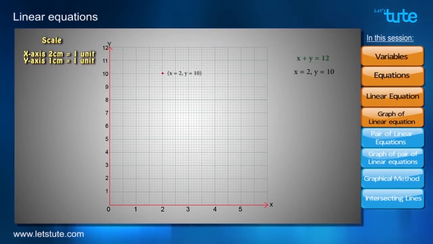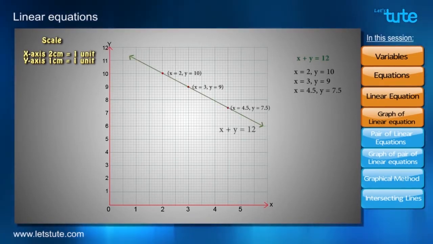This is the point. And next value we have assumed is X equals to 3 rupees and Y equals to 9 rupees. So X is 3 and Y is 9. So point is over here. And the next value we have assumed is X is 4.5 rupees and Y is 7.5 rupees. So the point is here. So we have plotted all the 3 points. Let's join them. So from this we can see that we are getting a straight line. So from here we can conclude that whenever the powers of the variables of the equation is 1, that equation gives us straight lines, and therefore they are called as linear equations.